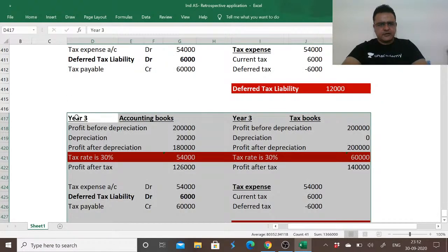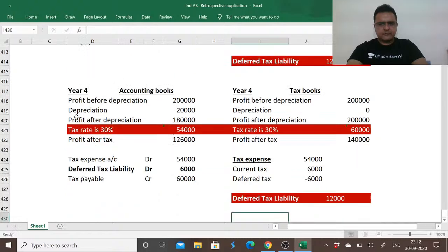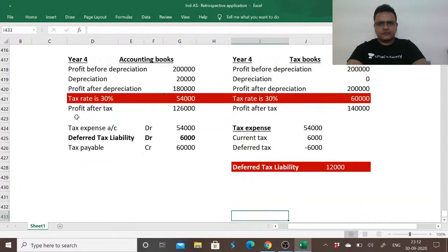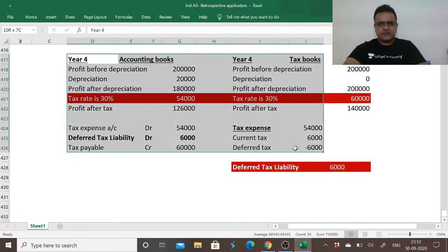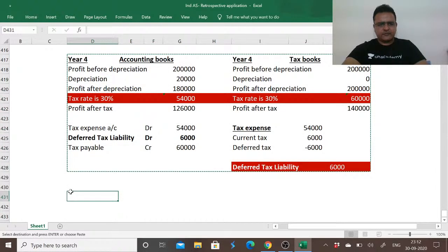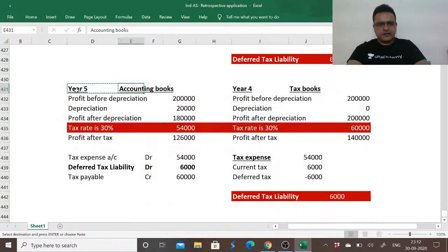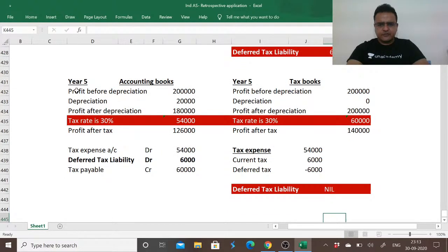Everything remaining constant, the deferred tax liability balance reduces to 6,000. And in year 5, the deferred tax liability balance reduces to nil balance.